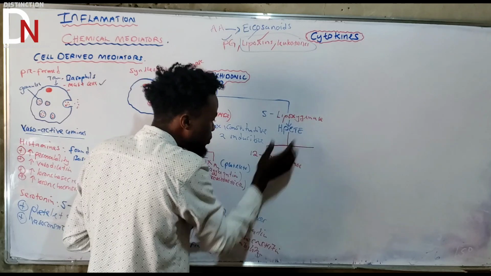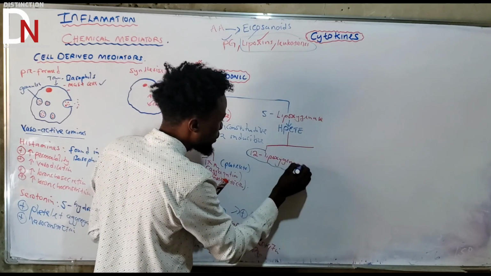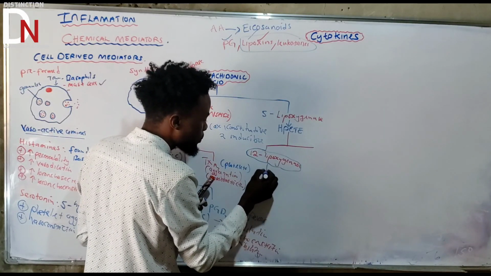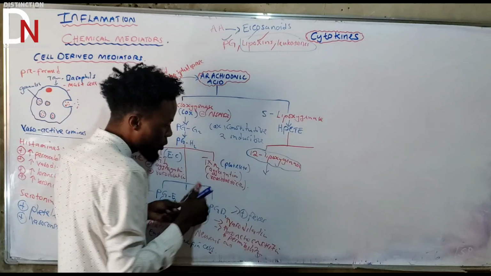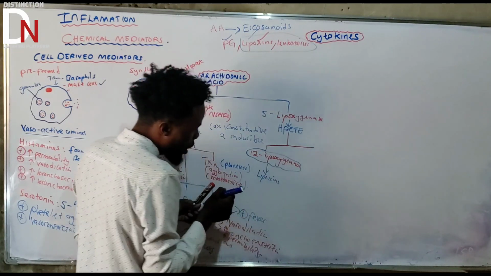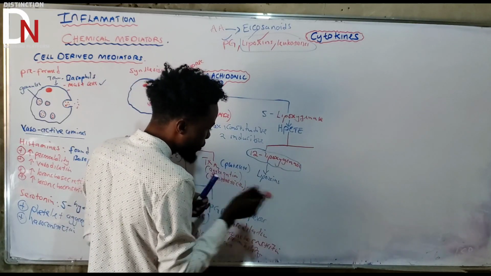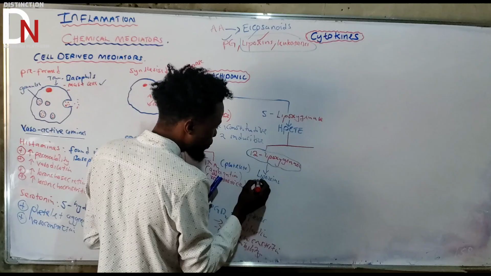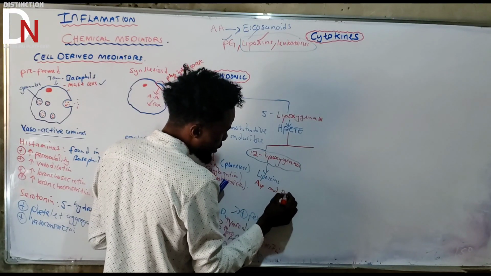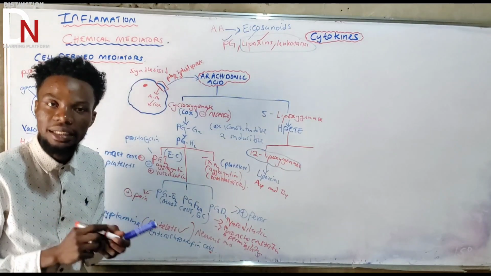So this lipoxygenase is an enzyme. It is going to get HPETE and convert it into lipoxins. What are examples of lipoxins? There's what we call lipoxin A4, and lipoxin B4. These are very, very important chemical mediators.